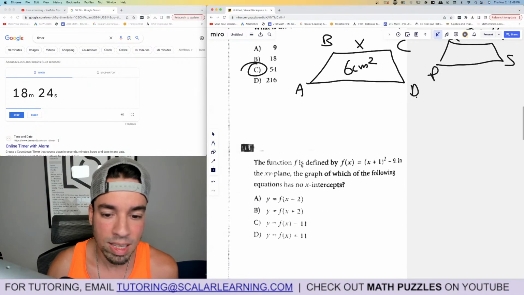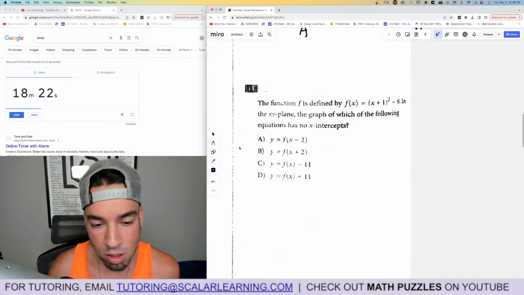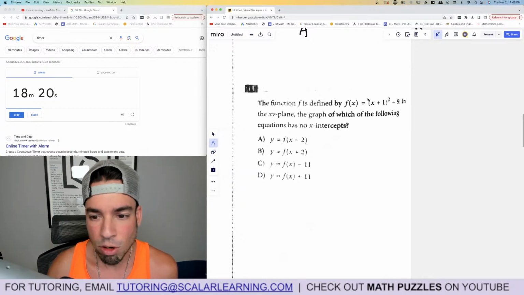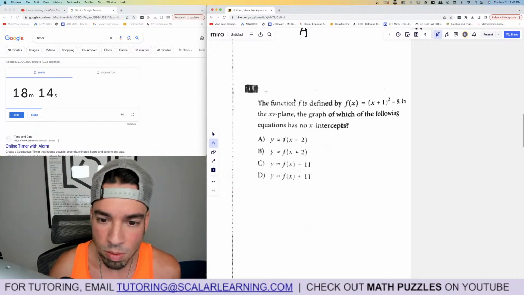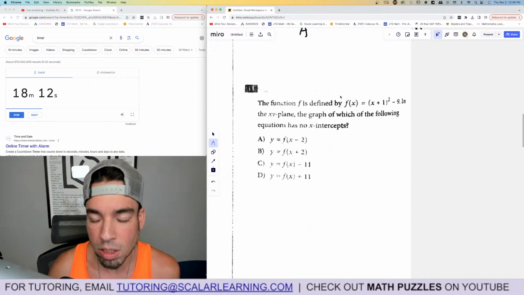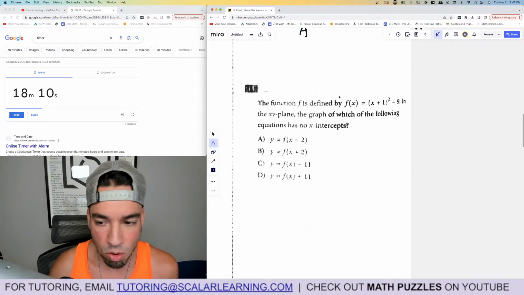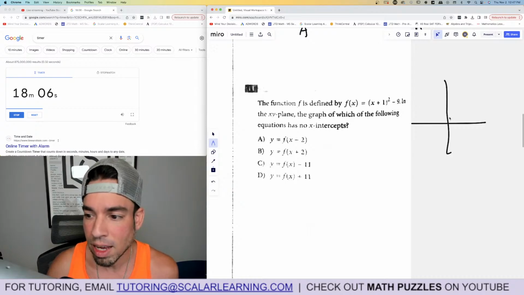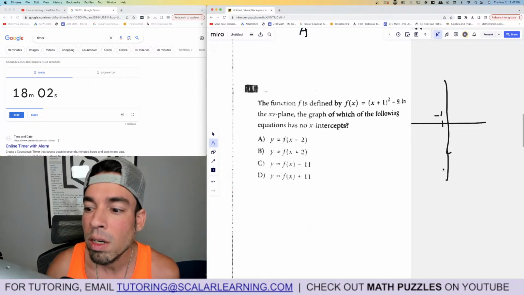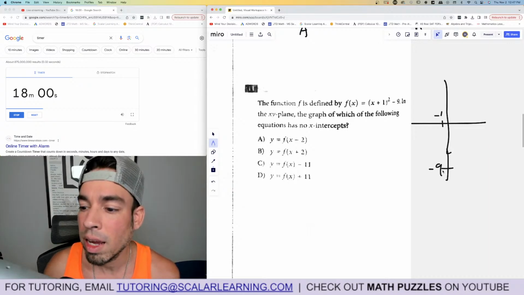All right, number 11. Now it's going to get harder, right? 11 through 15. Function f is defined by f of x equals (x plus 1) squared minus 9, so a parabola. In the xy-plane, which of the following equations has no x-intercepts? So we want no x-intercepts. Currently, this has a vertex at (-1, -9), because it's in vertex form. And it's going up, because it's a positive coefficient.